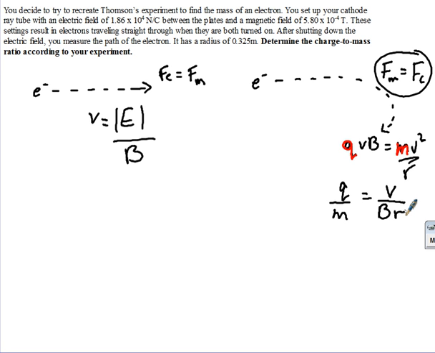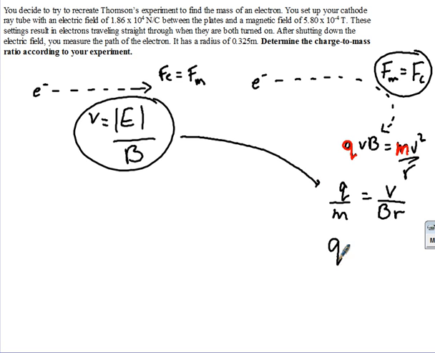Now this is where we go back to the first part, where the speed of those electrons is important. Because I can use this relationship to determine the speed of my electrons. So this equation now becomes: Q over m is equal to my electric field over my magnetic field squared times the radius of that circle. So I can calculate the charge to mass ratio.